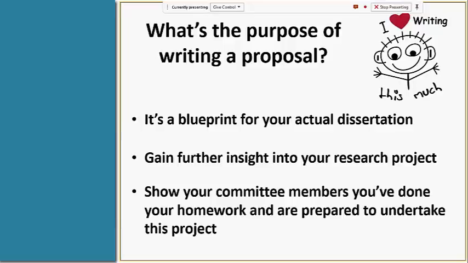And to show your committee members you've done your homework and are prepared to undertake this project. They're there to guide you along the way. They want to make sure that you know what you're going to be doing before you do it.